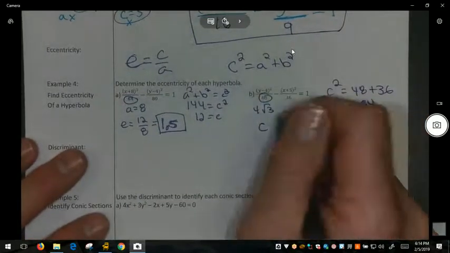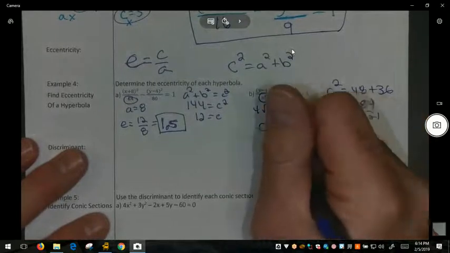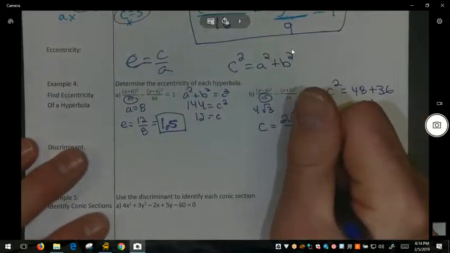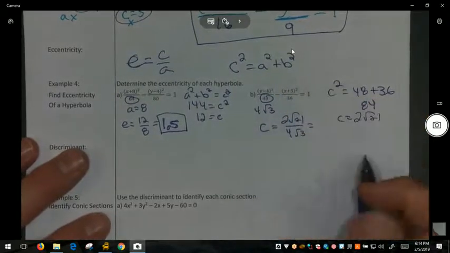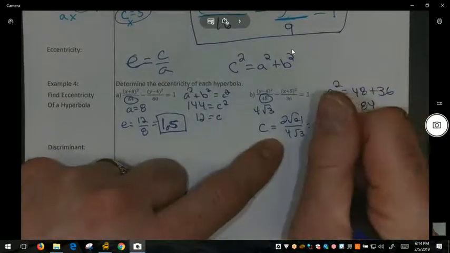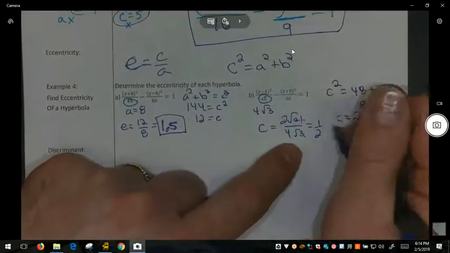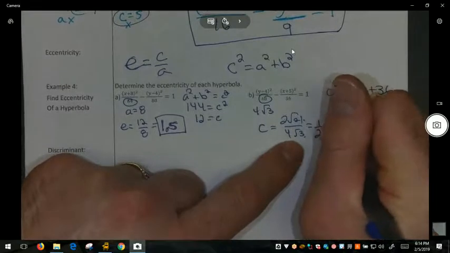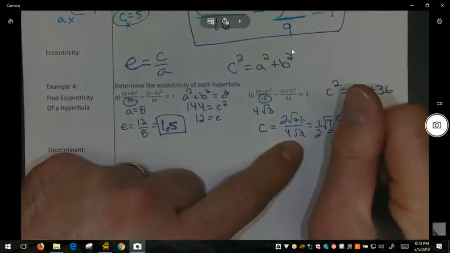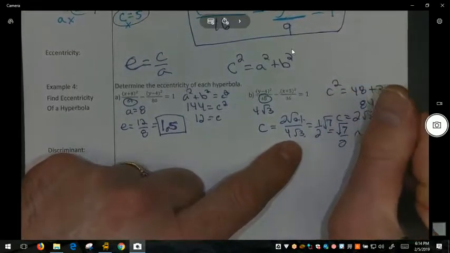So we will do 2 square roots of 21 over 4 square roots of 3. As an exact value, the 2/4 becomes 1/2. The 21 over 3, both under the radical, becomes the square root of 7. So this would be square root of 7 over 2 as an exact value.